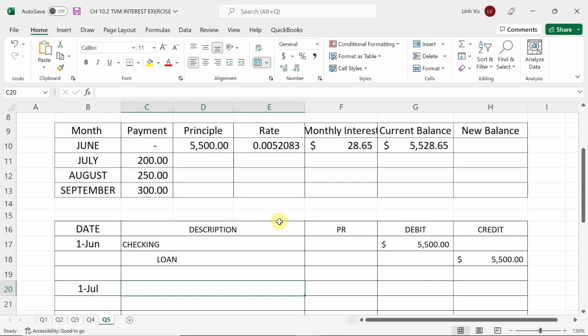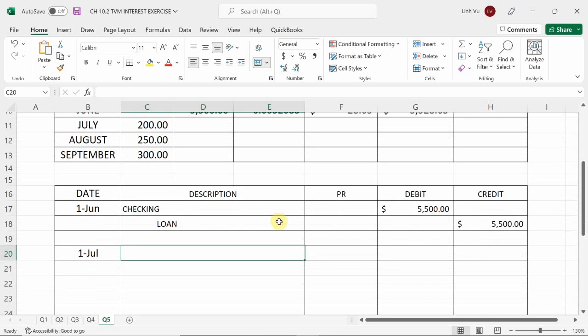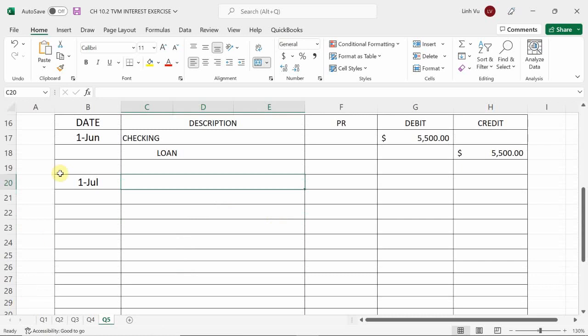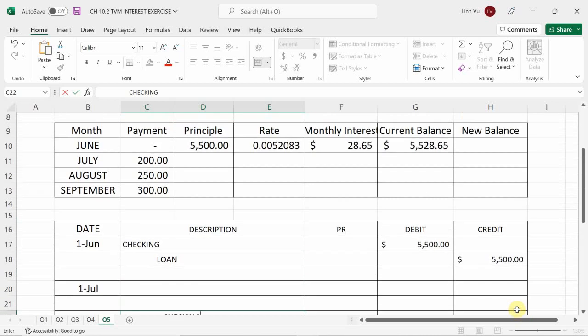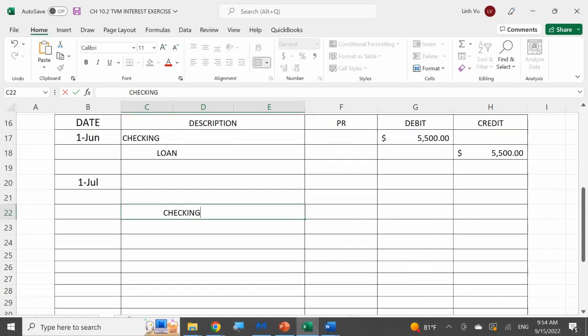You're paying off your loan. So okay, you're going to credit your checking account. Yes, you're going to credit your checking account, right? Because you're making a payment, right? How much am I going to pay for the month of July? 200. You're going to pay $200. Good.